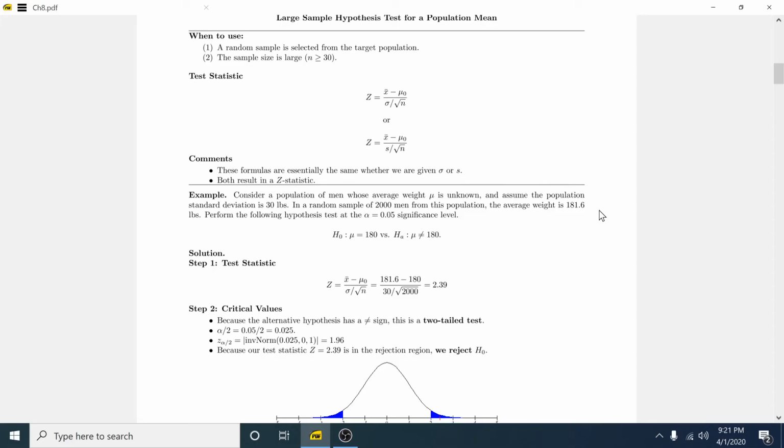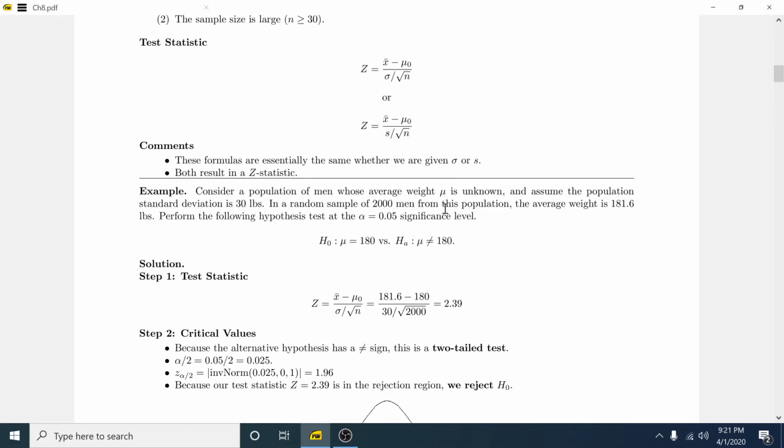Okay, so this says, consider a population of men whose average weight mu is unknown, and assume the population standard deviation is 30 pounds. In a random sample of 2,000 men from this population, the sample mean weight is 181.6 pounds. Perform the following hypothesis test at the alpha equals 0.05 significance level. And the hypothesis test that is given is right here. So the way that we read this hypothesis test is we say that this is H0: mu equals 180 versus HA: mu not equal to 180.